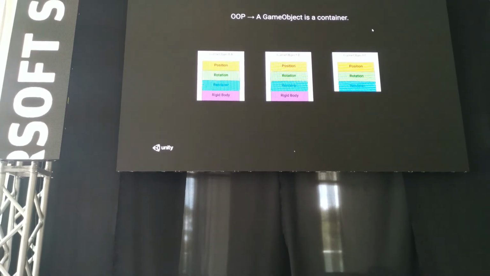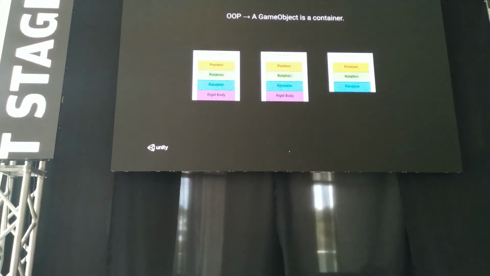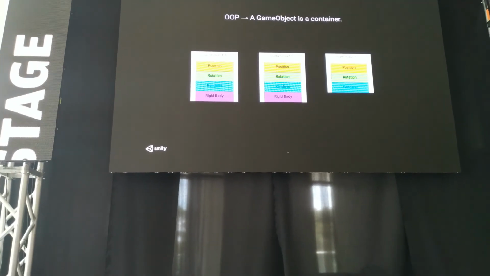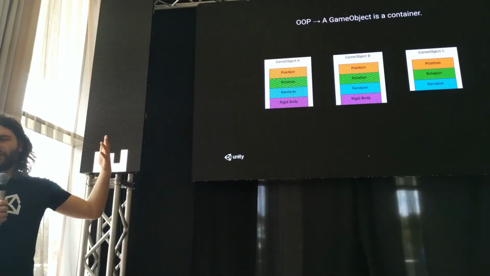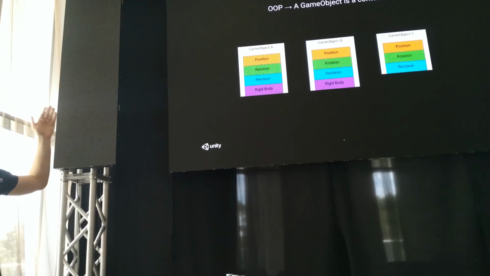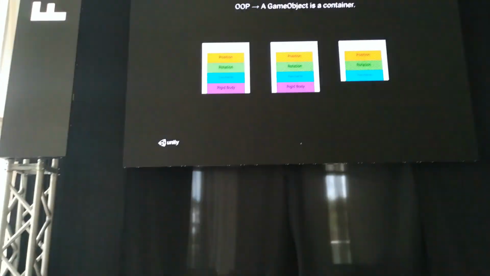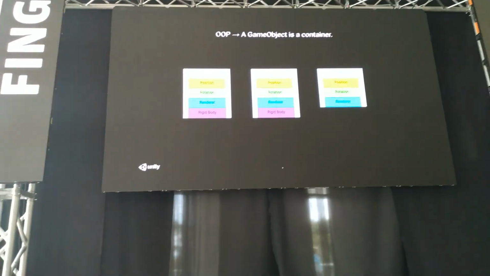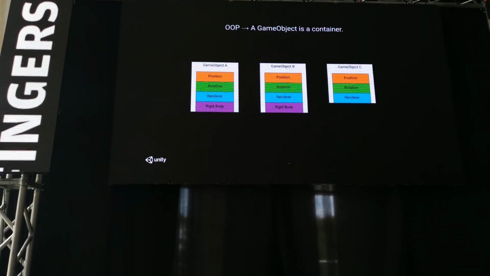So let's take a look at what that really means. When you have game objects, game objects are a container. There are position components, rotation components, rigid bodies, all these different components that work together to make the behavior of your game. And these are allocated randomly in memory.